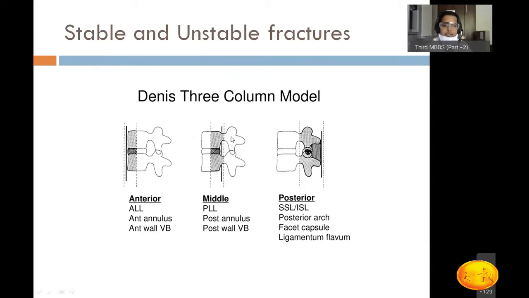Why are we dividing the fractures into stable and unstable? Because unstable fractures have a higher risk of neurological deterioration or appearance of neurological symptoms which were absent at the time of injury.